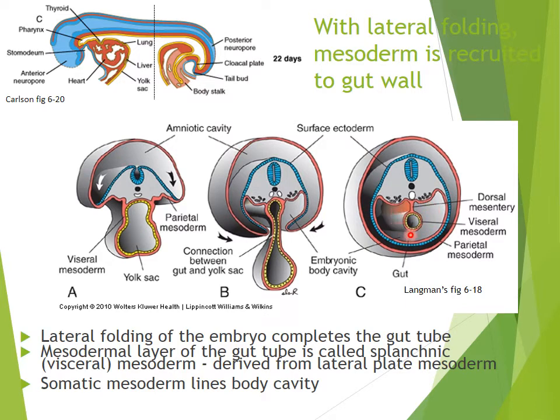this whole cavity, that is now the peritoneal cavity. So this is enclosing inside the peritoneal cavity. And all that mesodermal tissue which is associated and lined along the gut tube or yolk sac, this is the splanchnic layer of the mesoderm.